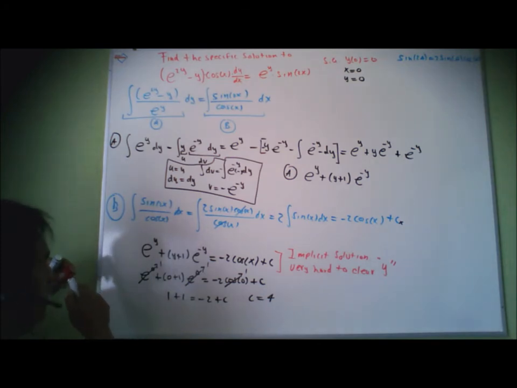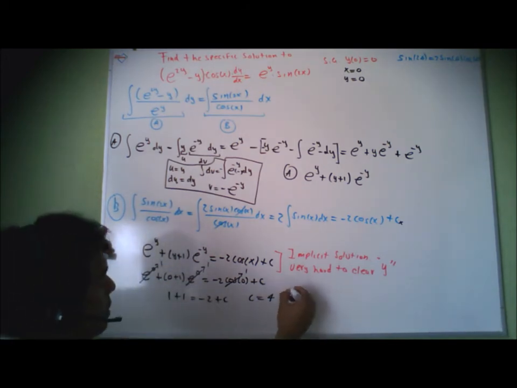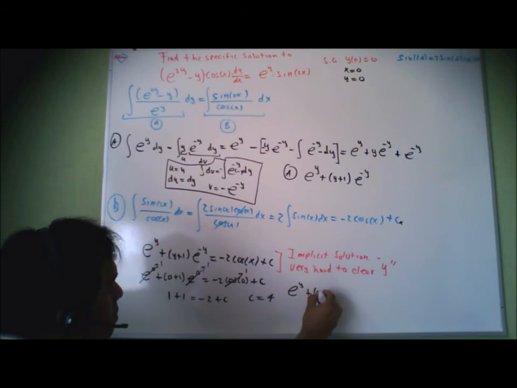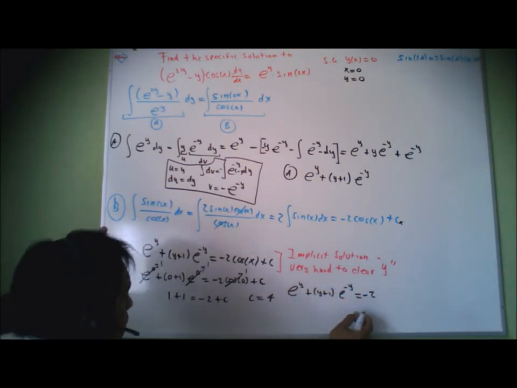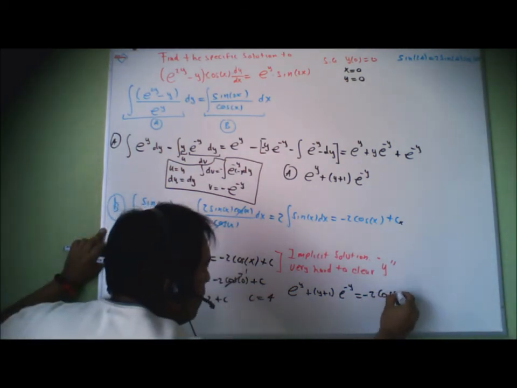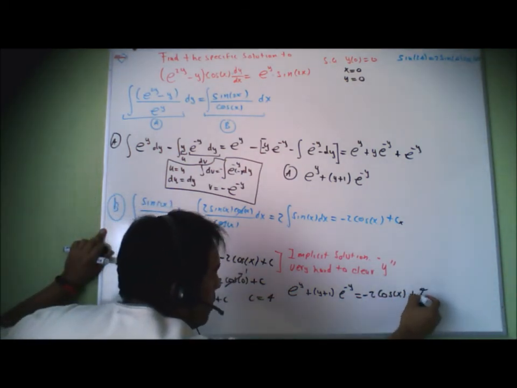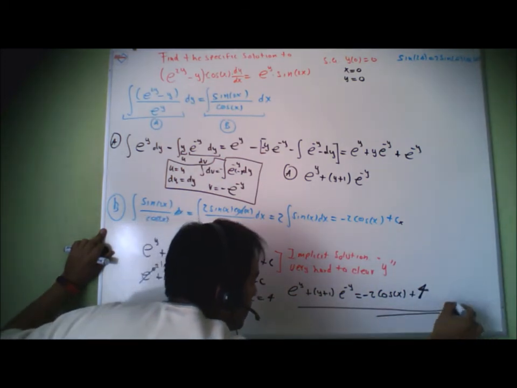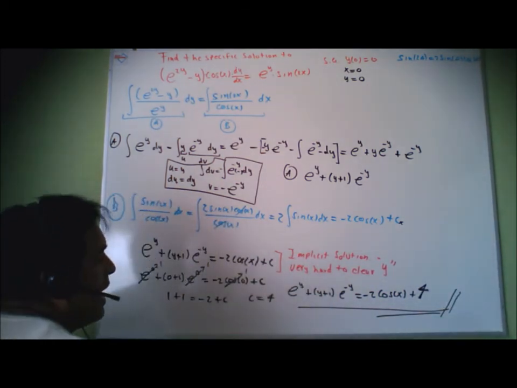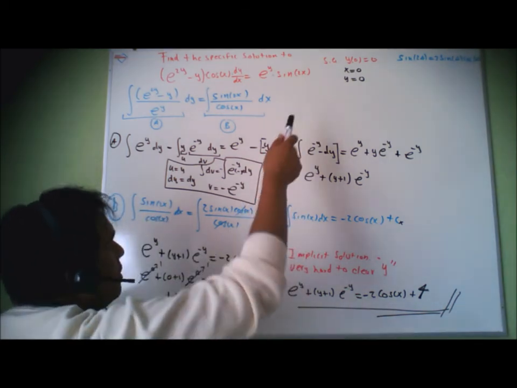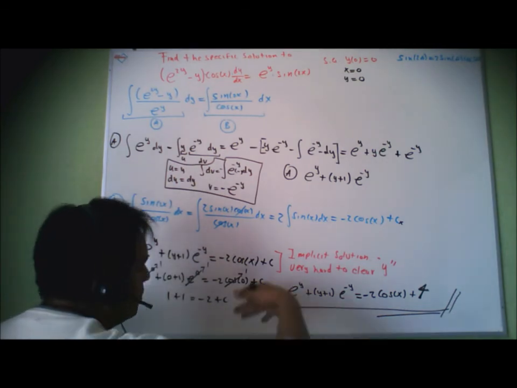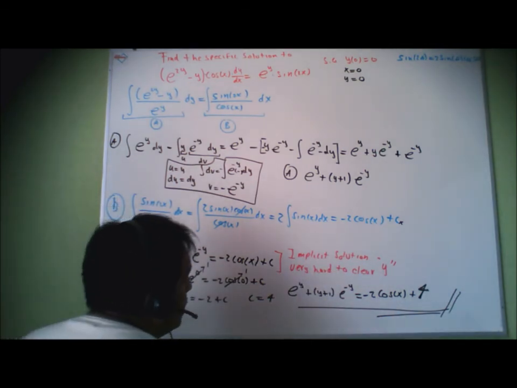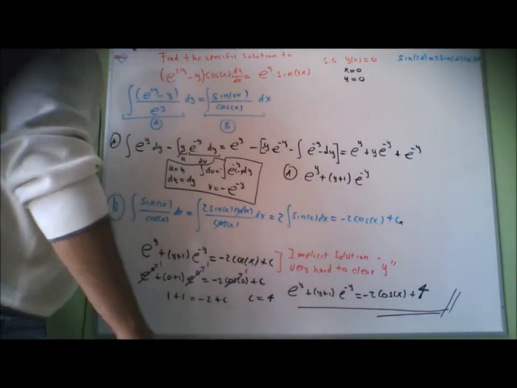So the specific solution, because the previous one was the family of solutions, is exponential of y plus 1 exponential minus y equal to minus 2 cosine of x plus 4, and this is the implicit and specific solution for that given initial condition. For another given initial condition, we are going to get another constant, so that is another solution. But this is the process to solve variable separable differential equations.